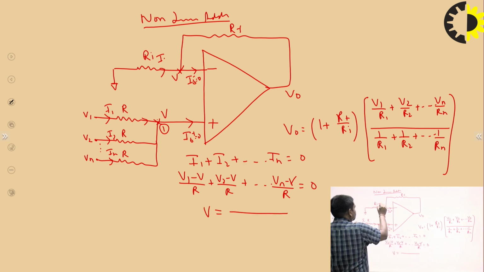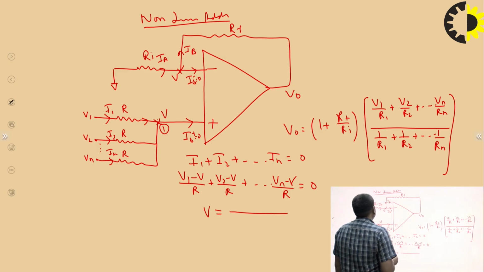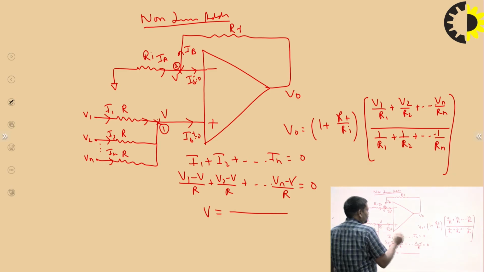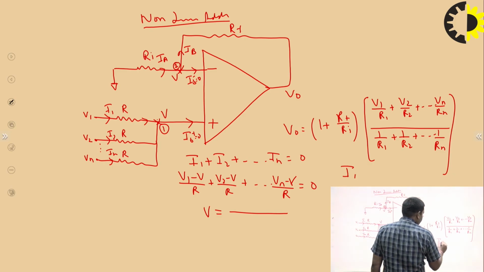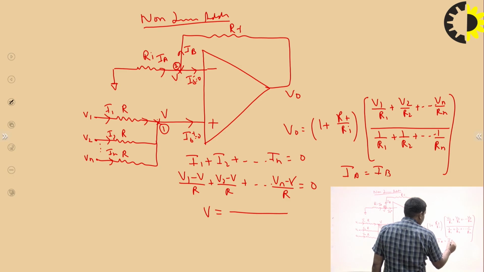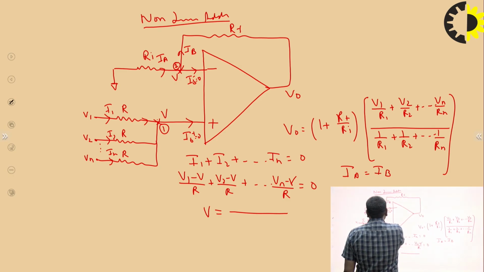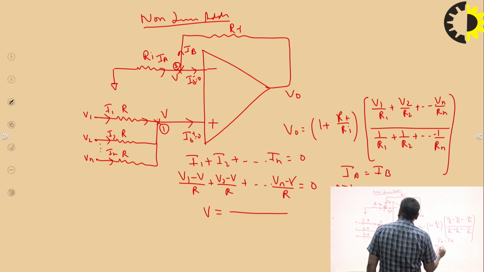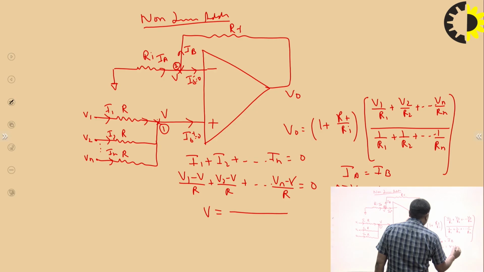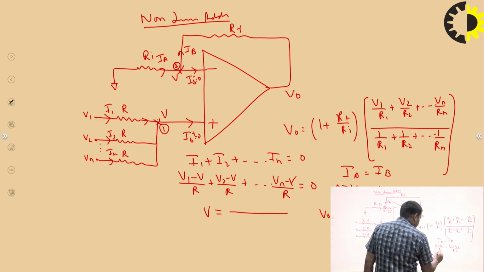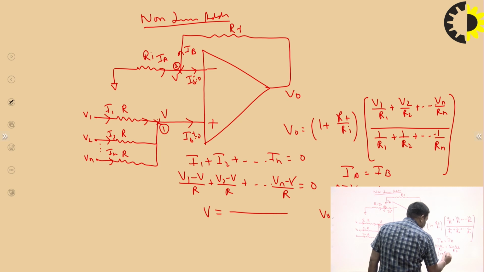Now currents IA and IB flow in that particular circuit, so we apply KCL at node 2. IA is equal to IB. What is the meaning of this? IA is 0 minus V upon Ri, which is equal to V minus V0 upon Rf. So V0 is equal to 1 plus Rf upon Ri into V.